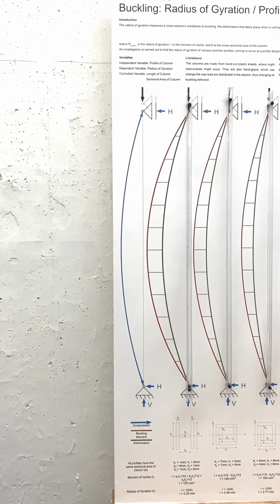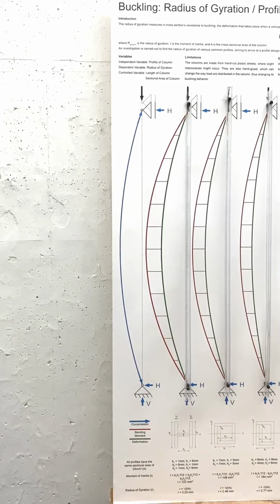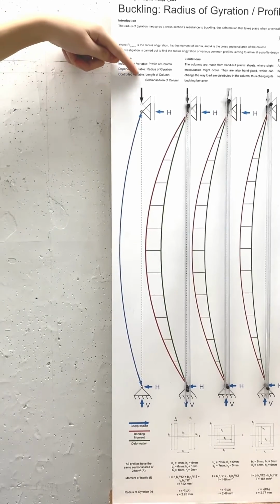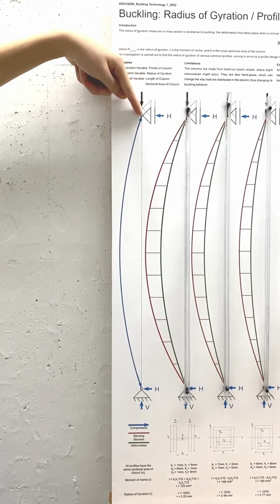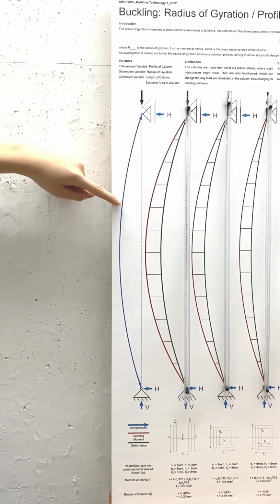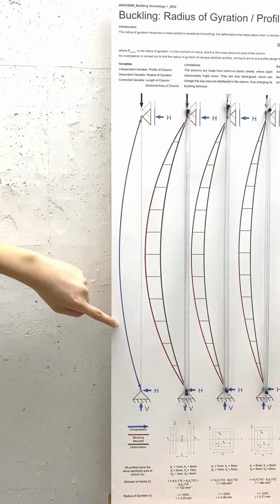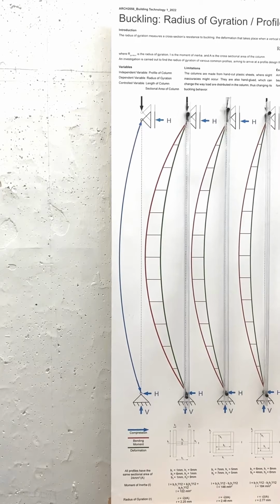Buckling is the deformation that occurs when a structural component is under load. In the case of a column, when a vertical force is applied, it buckles in the shape of a bow. Radius of gyration is a concept used to compare how different profiles will buckle differently.